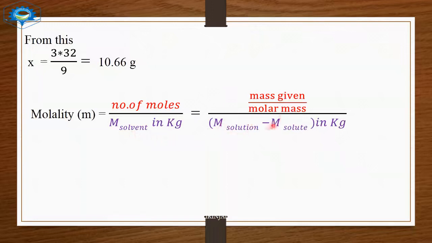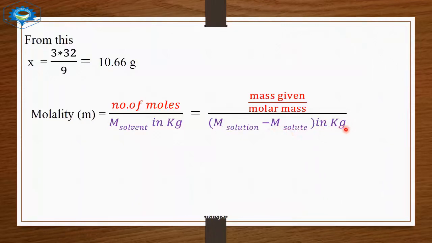From this, what will be the equation for mass of solvent? Mass of solution minus mass of solute. A solution is formed from solute and solvent. So how will we find the mass of solvent? Subtract the value of solute from solution. Then we will find the mass of solvent, which should be in kilogram. If the values are given in gram, we have to convert it into kilogram. How will we convert gram into kilogram? Again divide by 1000.